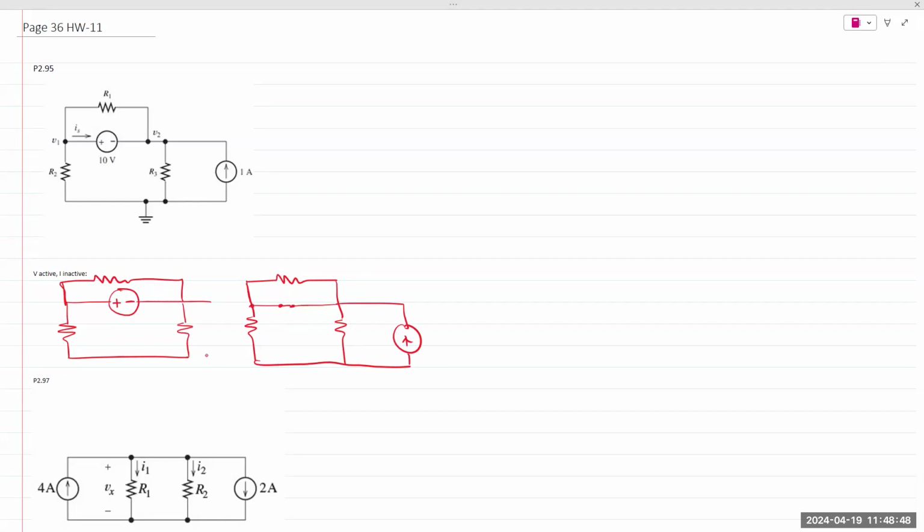Voltage source is replaced with a short, current source is active. This is the reason I wanted to cover this in class. I'll wait until everyone finishes writing down. So again, when you redraw the circuit, take a few seconds, let it sink in. See how the circuit has changed. Okay, see how the circuit changes.